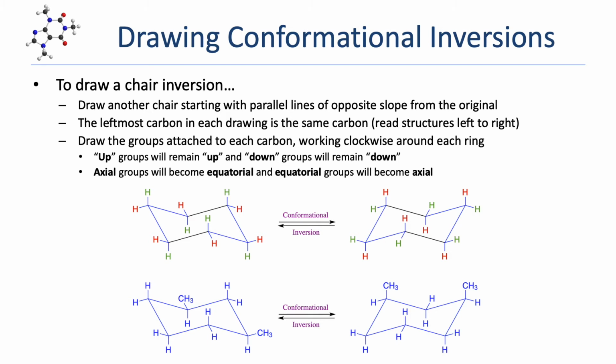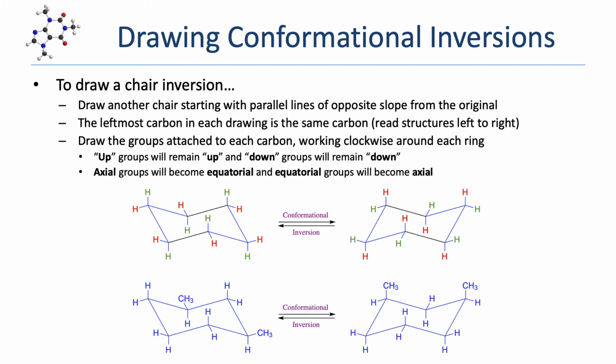Now, to make sure that all the groups are attached to the right carbons and in the right locations, it's important to look at these drawings from the right perspective. I like to read chair conformations kind of going left to right. In other words, if you look at these 2 conformations of cyclohexane, the leftmost carbon in each drawing is the same carbon. And it's very tempting to think that the leftmost carbon on the left drawing is in fact this carbon on the right drawing, but it's not, right? It looks like spatially that makes sense, but it's actually not what happened.